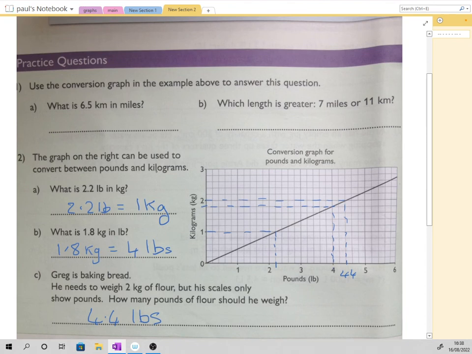Now, what about this thing up here? Use a conversion graph to work out those. So hang on a minute. So you just talk amongst yourselves, and I'll see how quickly I can get that in there.